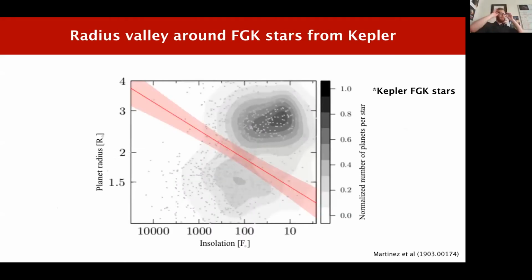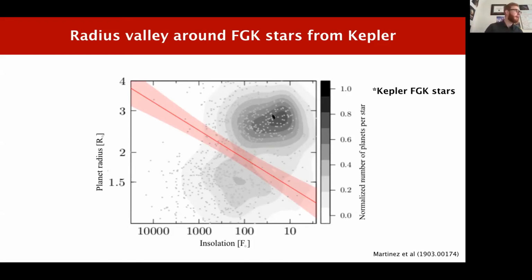So what do I mean by this? Well, here I'm just showing you one such effort. This is from Martinez et al. And they used the same sample of Kepler FGK stars that were used in the original B. J. Fulton study. What they did is they mapped out the occurrence rate of close-in planets as a function here of radius and insolation.